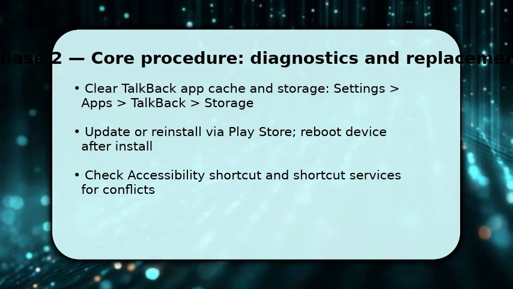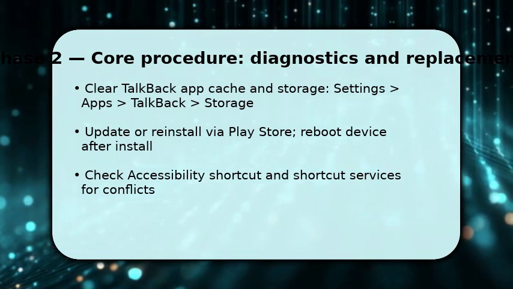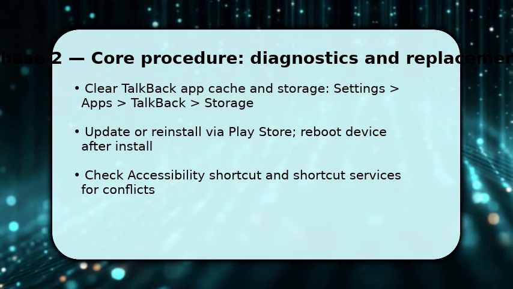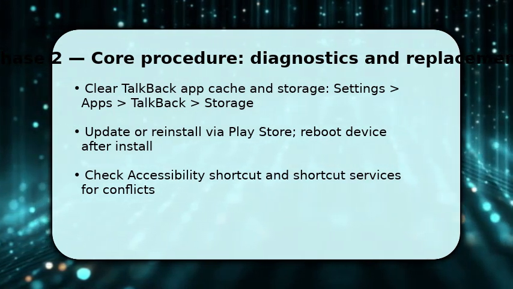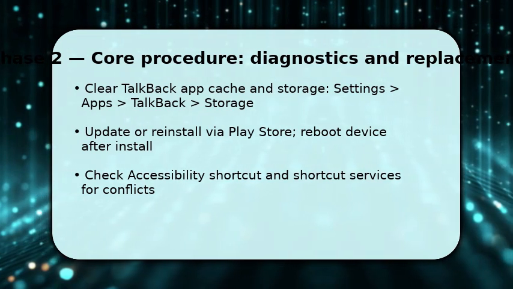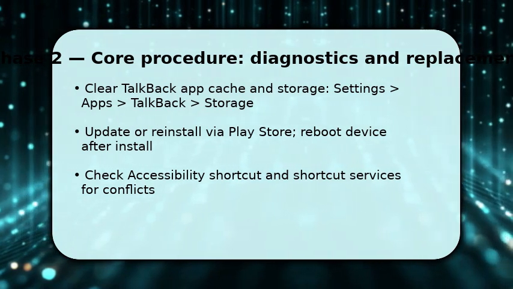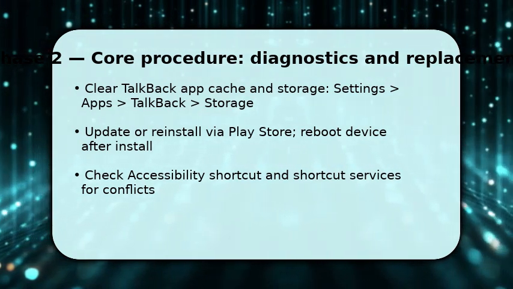Next, inspect accessibility shortcuts and any accessibility services. Disable extras that might hijack gestures. Make sure Talkback is the active service. These steps rebuild the app state and eliminate competing services that commonly break behavior.